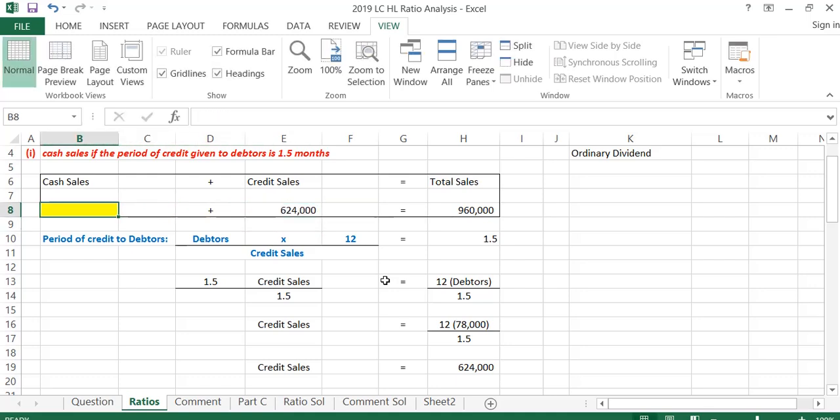So my cash sales must be the difference between the two. So total sales minus credit sales, leaving me with cash sales of 336,000. And that is part 1 done. We were asked to work out cash sales and they're 336,000.